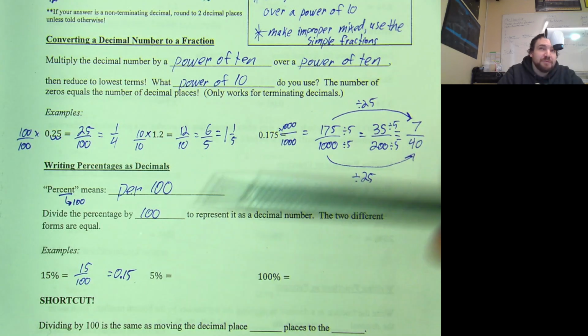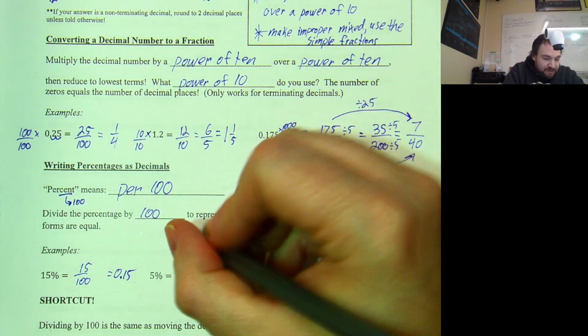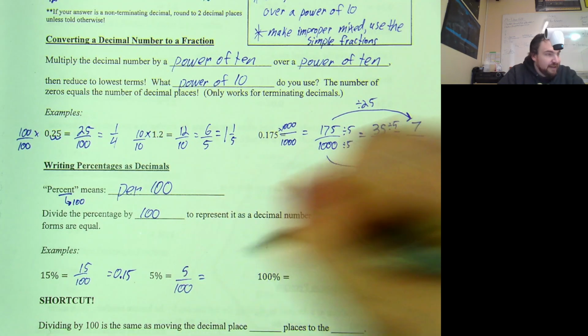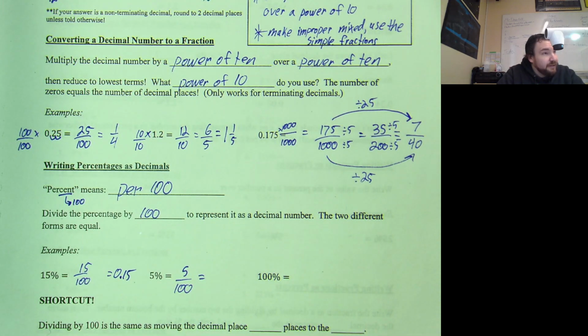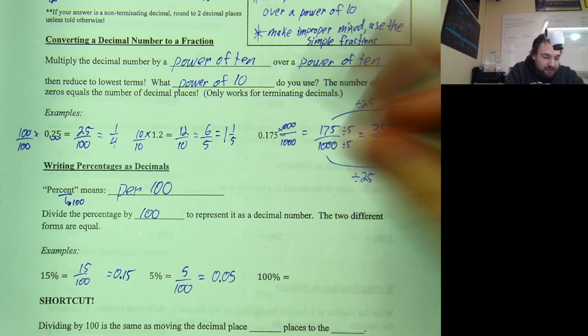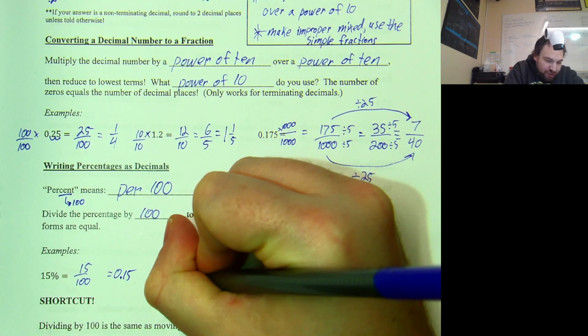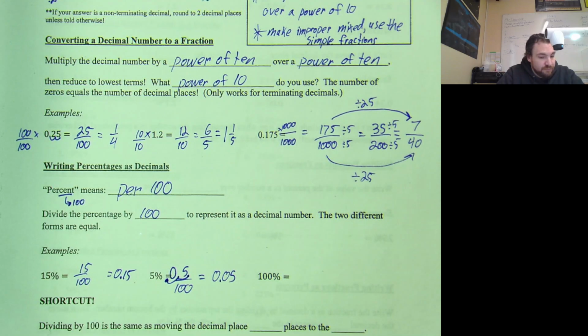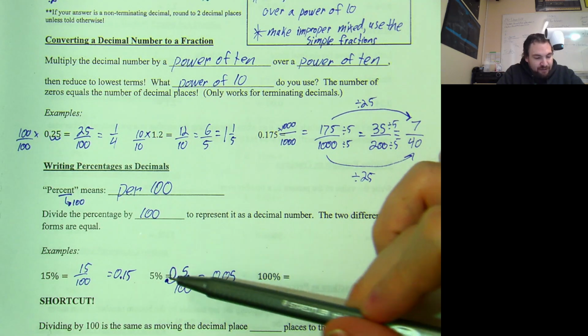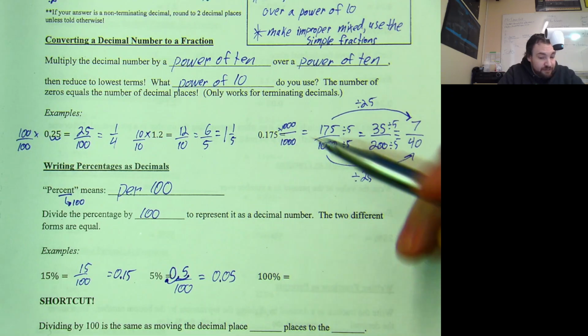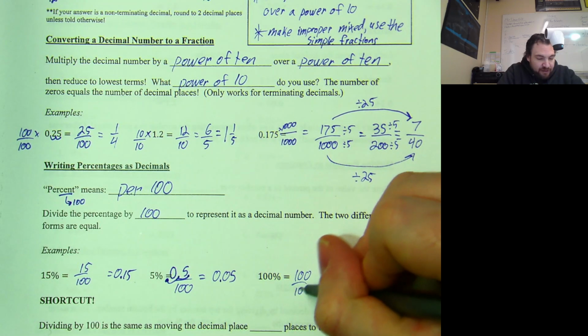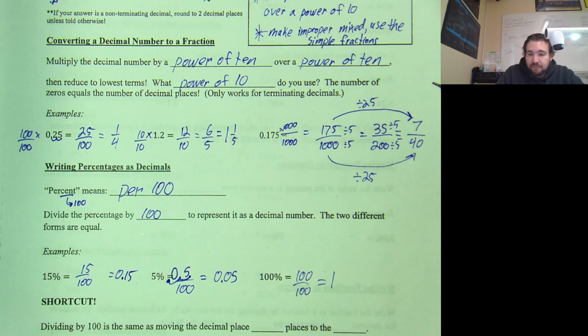How about this guy? 5%. 5 over 100, which is going to give me what as a decimal? 0.05. Because to divide by 100 means I move the decimal place to the left twice, and I fill in any empty spaces with zeros. So I'm here and I go 1, 2, and that empty hole gets a 0. So 5% becomes 0.05. And then 100% is just 1, because that's just going to become 100 out of 100, which is just 1. Cool.